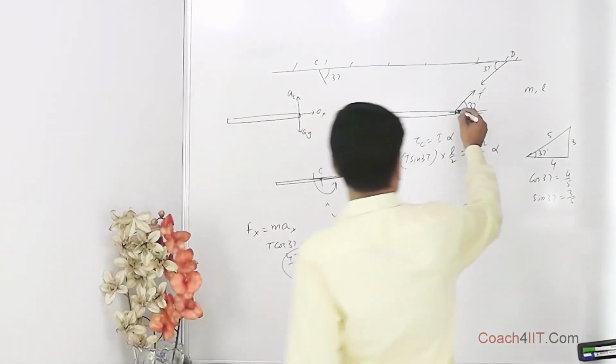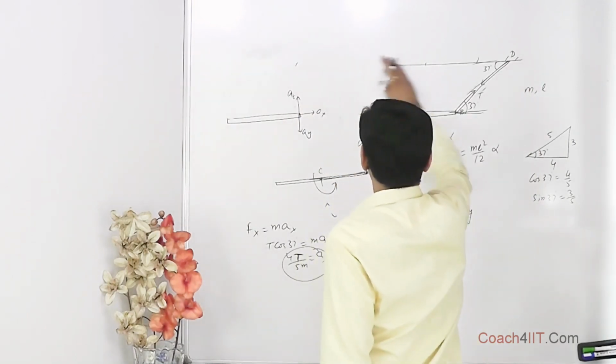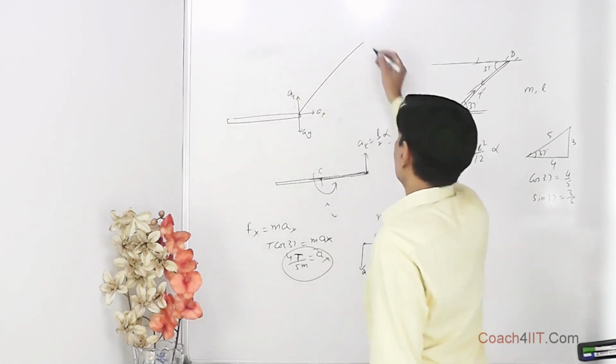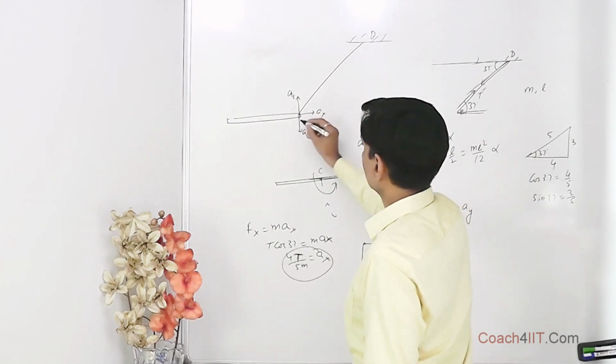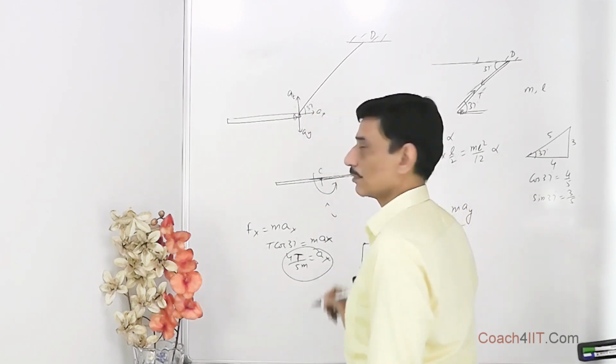And this is a string. If we draw over here, then we say the string is in this direction, and it is supported over here. This is D and this is B. This is B over here. And this angle is 37 degrees.